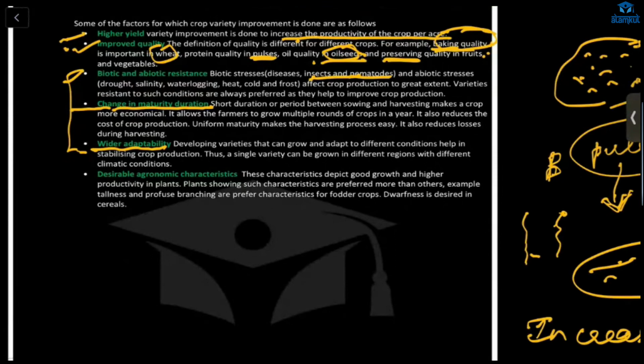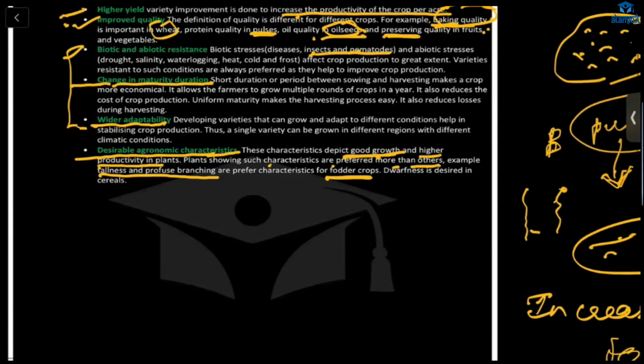And next we have the desirable agronomic characteristics. These characteristics depict good growth and higher productivity in plants. Plants showing such characteristics are preferred more than others. Example, tallness and profuse branching are preferred for fodder crops. So what are fodder crops? In the previous class we learned the types of crops, including fodder crops, right?